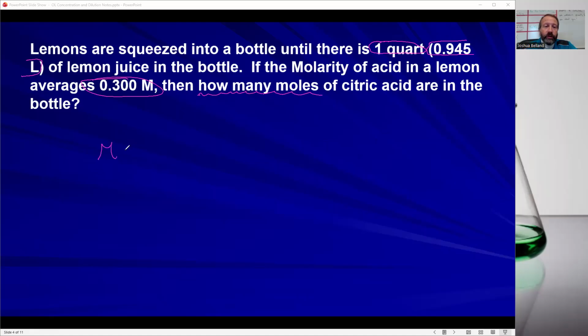So my molarity is number of moles per volume in liters. I'm asked for how many moles. I'm asked for the n. Well, right now n is being divided by V, so I'm going to clearly just multiply both sides by V. The number of moles is going to be molarity times the volume in liters.